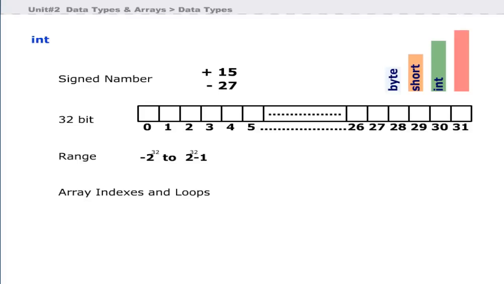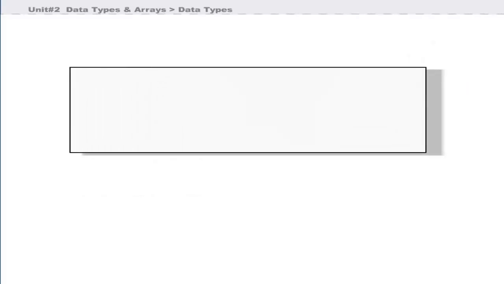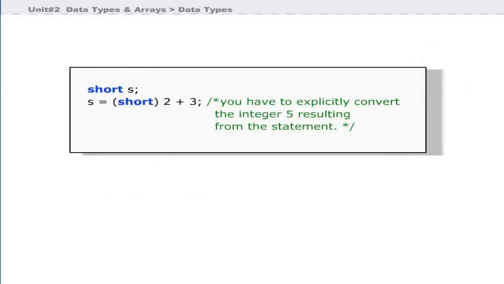If you are using short or byte variables for calculations, Java promotes these types into int internally. For example, look at this example. You have to explicitly convert the integer 5 resulting from the second statement.